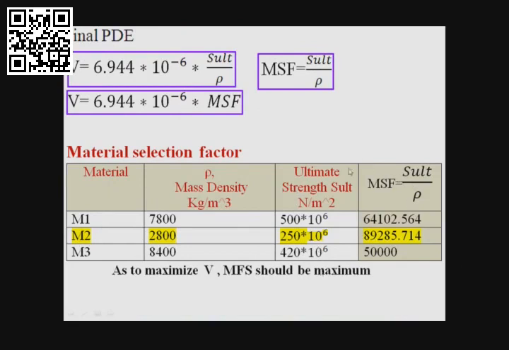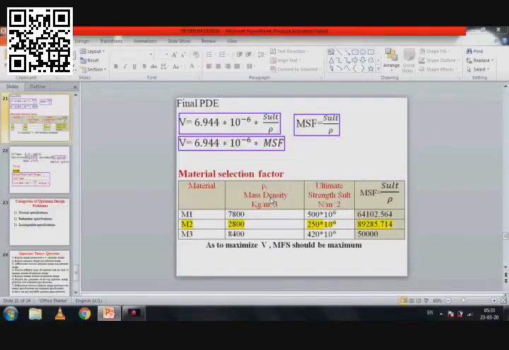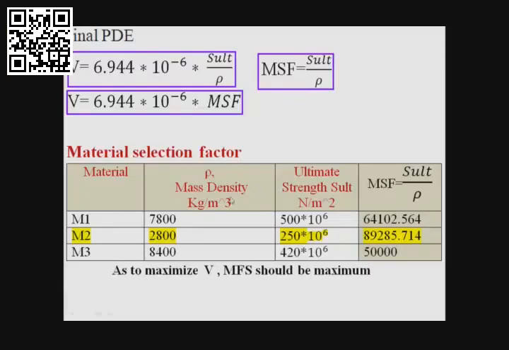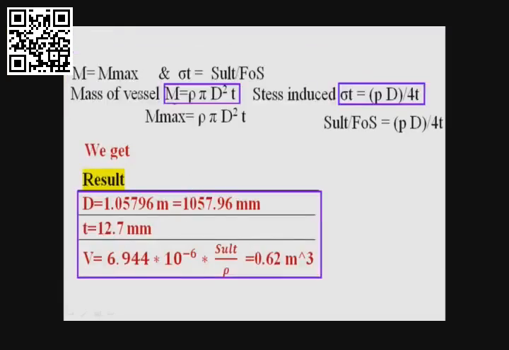So let us see, these are the materials given in the problem. You calculate this MSF value for all three materials and identify which one has the maximum value. MSF is maximum for material number 2. So select the second material for the design of the pressure vessel.